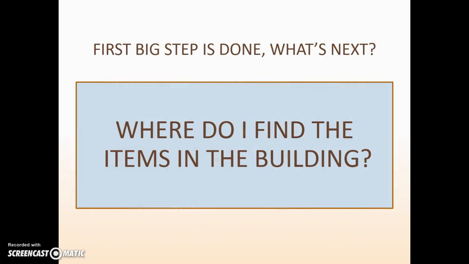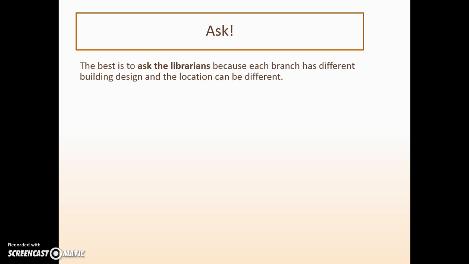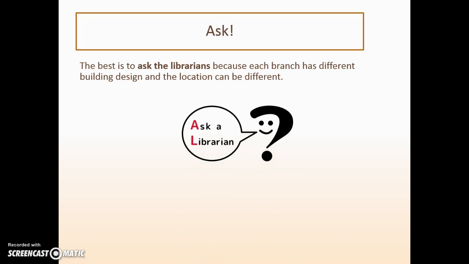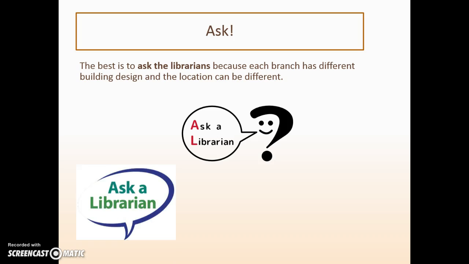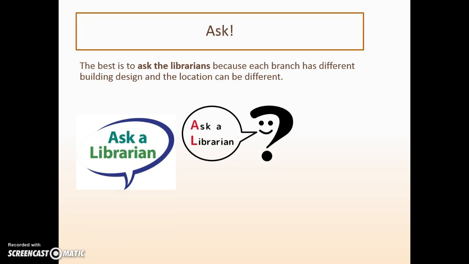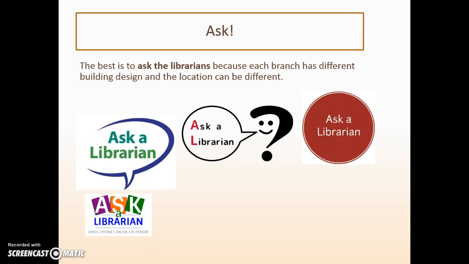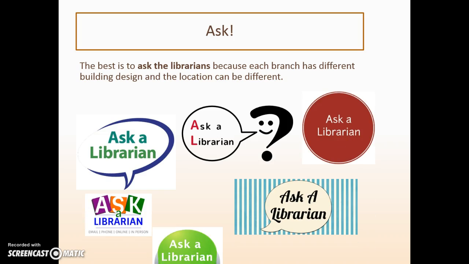First big step is done. What's next? Our next step is to find them in the building. The best is to ask. Each branch has a unique building design and the location of items can be different. For example, some branches shelve biography books next to reference items, while others shelve them at the end of nonfiction books.